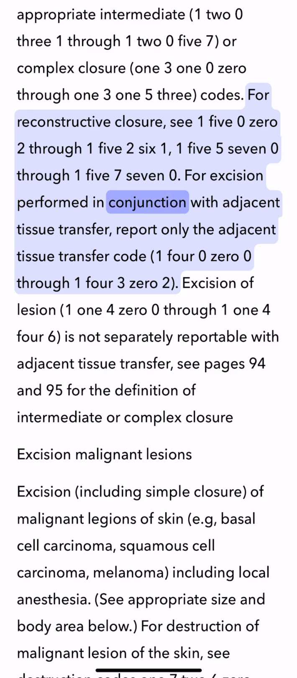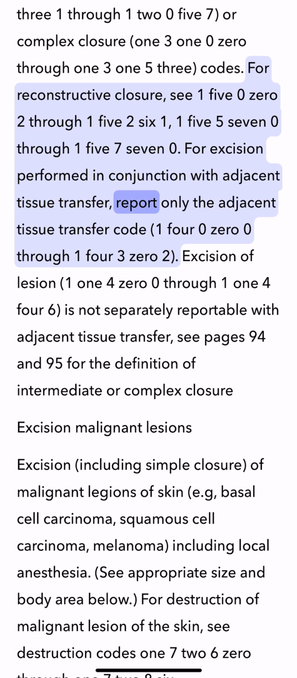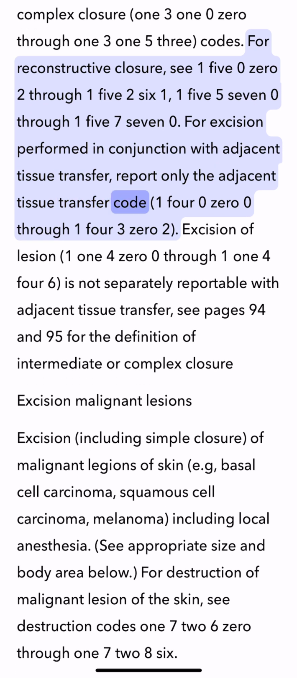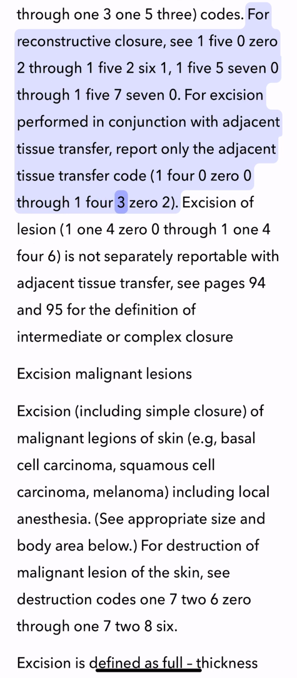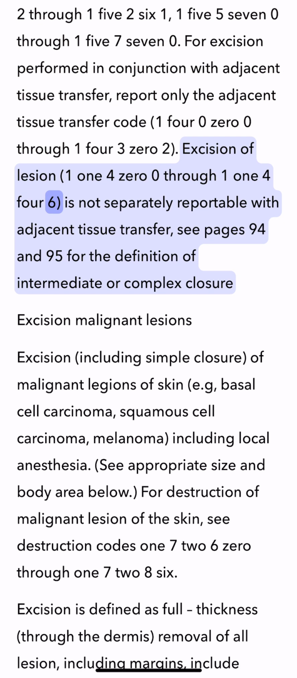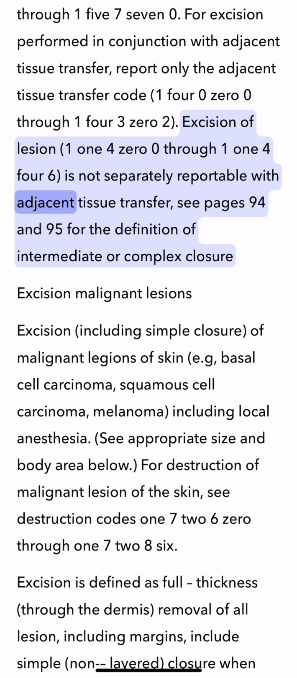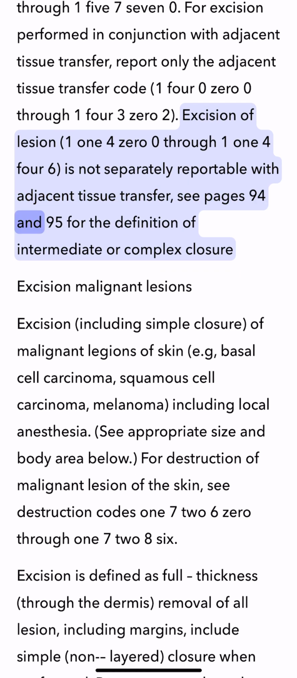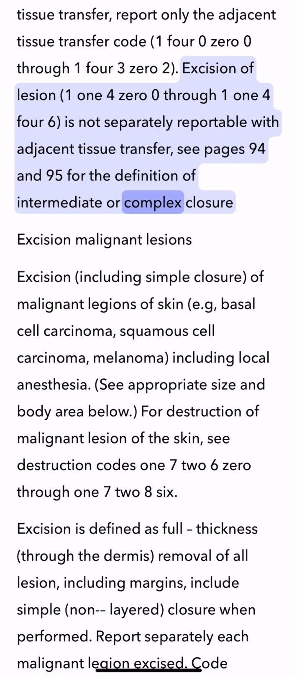For excision performed in conjunction with adjacent tissue transfer, report only the adjacent tissue transfer code, 14000 through 14302. Excision of lesion, 11400 through 11446, is not separately reportable with adjacent tissue transfer. See pages 94 and 95 for the definition of intermediate or complex closure.